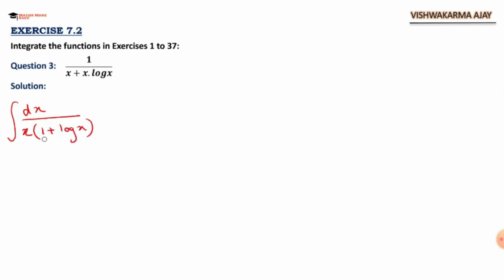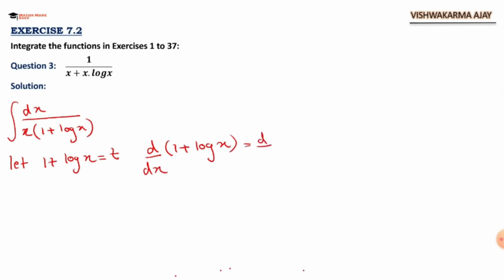So in this case, if I take 1 plus log x as t, let 1 plus log of x is equal to t. So I can write d upon dx of 1 plus log x is equal to d upon dx of t.